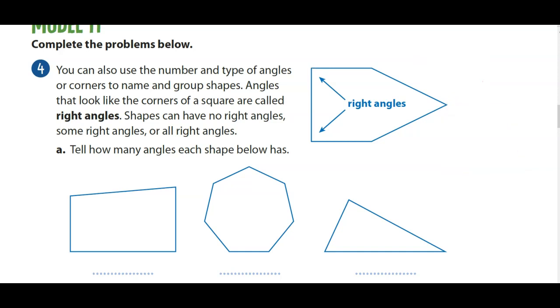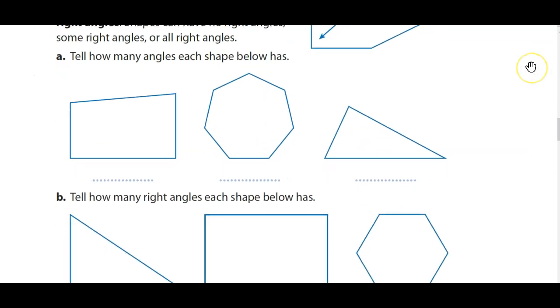Shapes can have no right angles, some right angles, or all right angles. Tell how many angles each shape below has. Well, how many corners? 1, 2, 3, 4. This one has 4. This one has 1, 2, 3. That one has 3 angles. This one has 1, 2, 3, 4, 5, 6, 7. 7 angles.